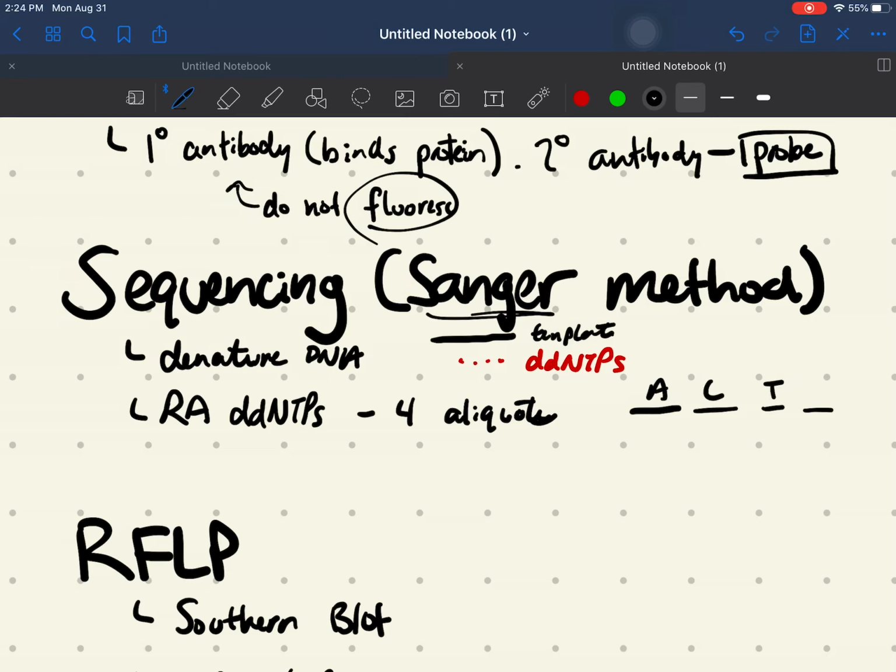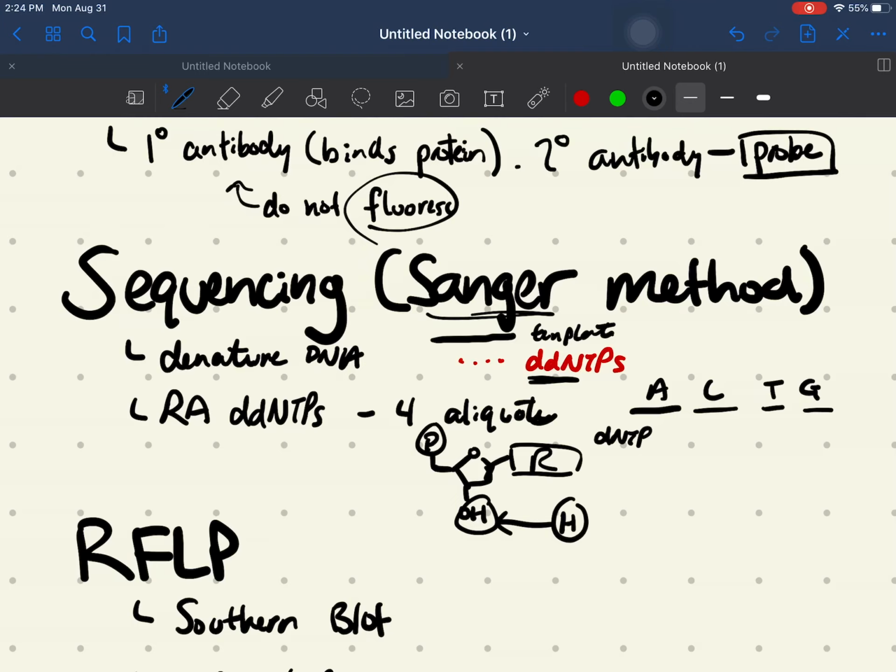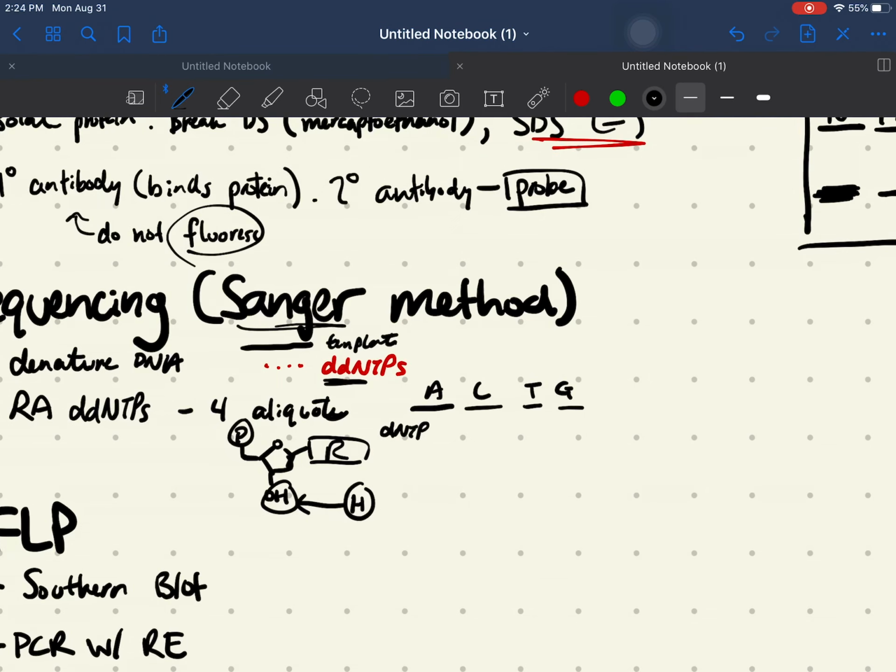So we have 4 aliquots, each is going to be A, C, T, G, stuff like that. Okay, and then these dideoxynucleotides, remember that your normal nucleotide looks something like this. You have your R group here, you have a phosphate group up here, and then you have your OH. This is a deoxynucleotide, right? That's a dNTP, but ddNTP basically just subs that out with an H, and because you don't have that free OH anymore, you're going to have early termination.